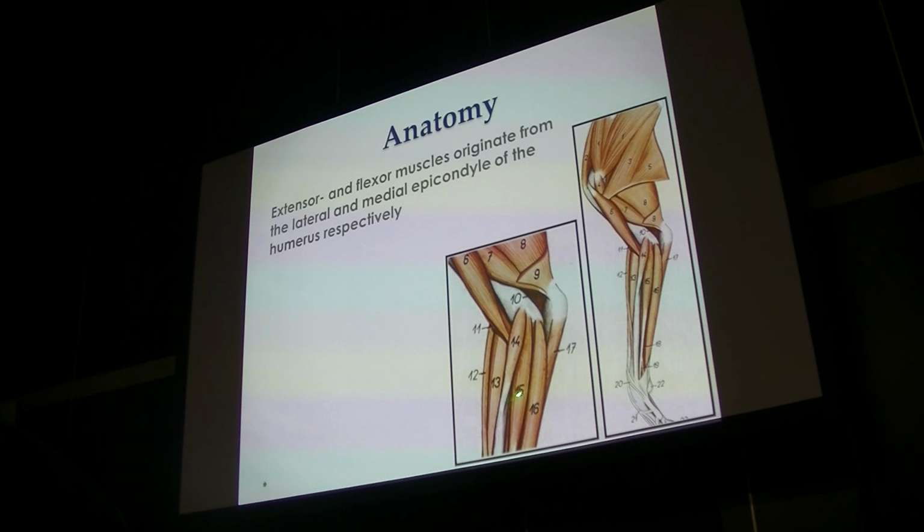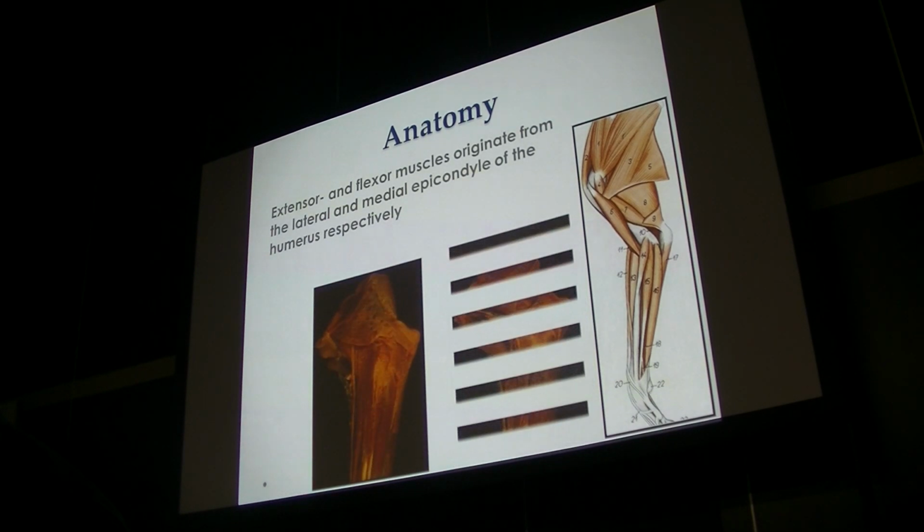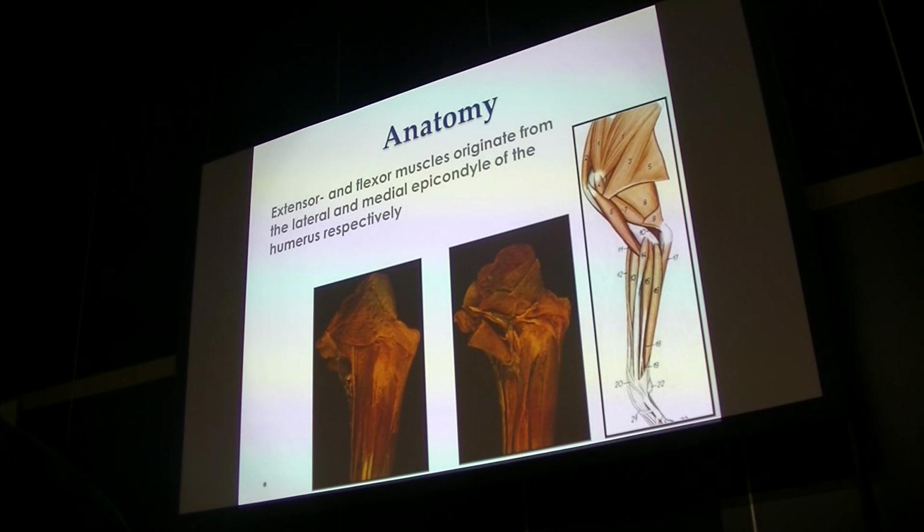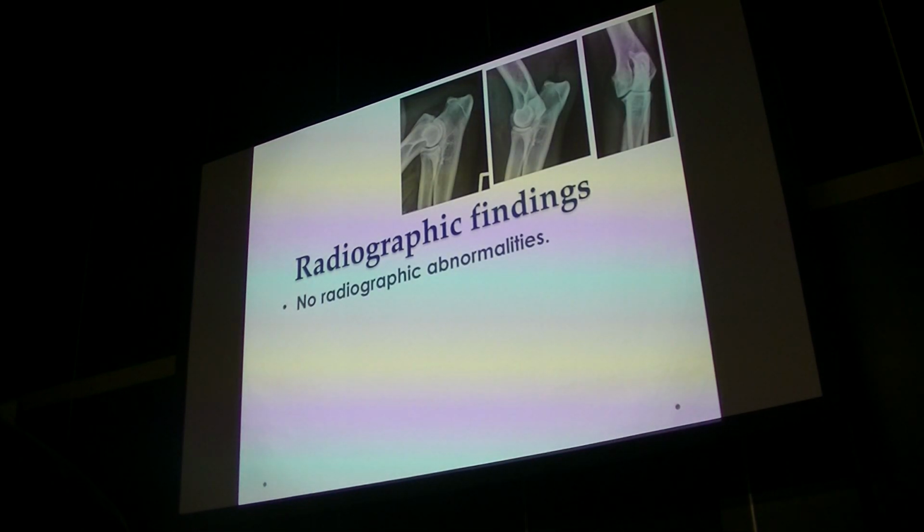So the pronator teres, we have the carpi radialis, and then the carpi ulnaris with two heads, one on the humerus and one on the ulna. In our imaging, it's difficult to say which flexor is affected. Usually they are all included in the findings.